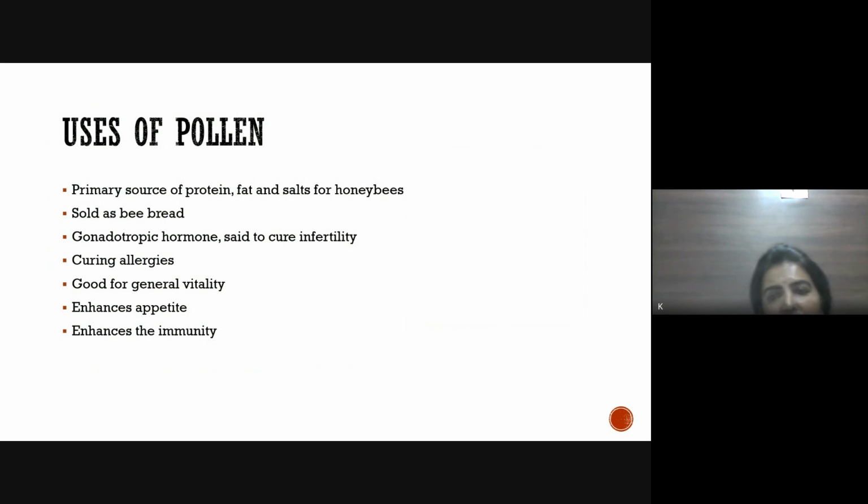It is good for general vitality, general health. What is that? We see some ginkgo and all those herbal products, ginkgo, right? There are some health products, I forgot. Similarly, it is used for general well-being. Then it enhances appetite. It enhances immunity. And hopefully in this book there are many more.